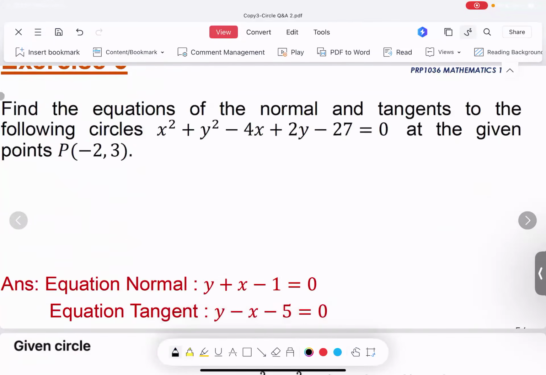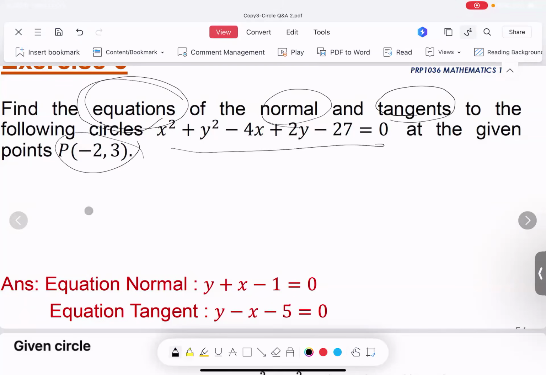Look at this one. Find the equation of the normal and tangent to the following circle, x squared plus y squared minus 4x plus 2y minus 27 equals 0, at the given point (-2, 3). You need to find the equation. So the instruction is to find the equation of the normal and tangent of this circle at the given point. The equation for the normal is this one. The equation for the tangent is this one.